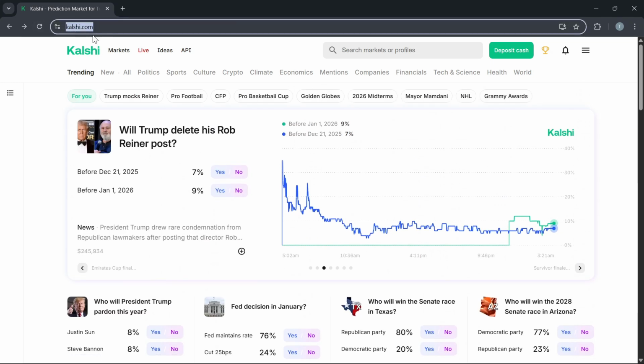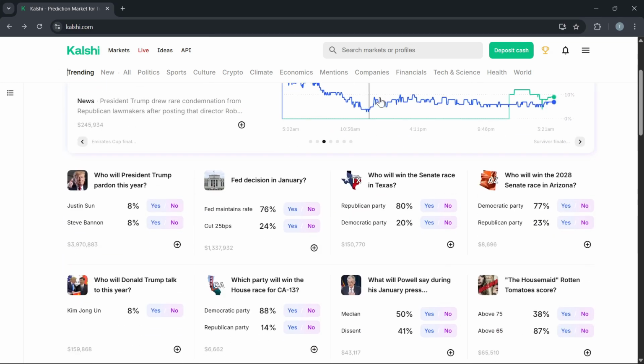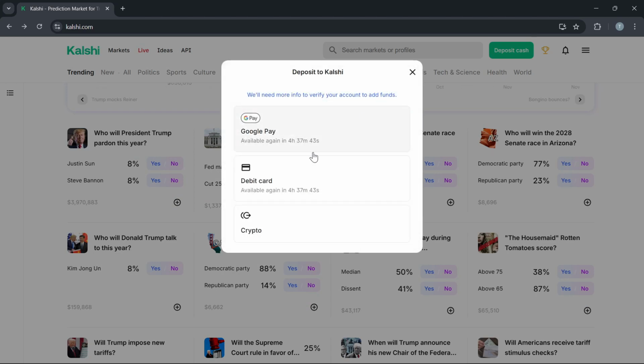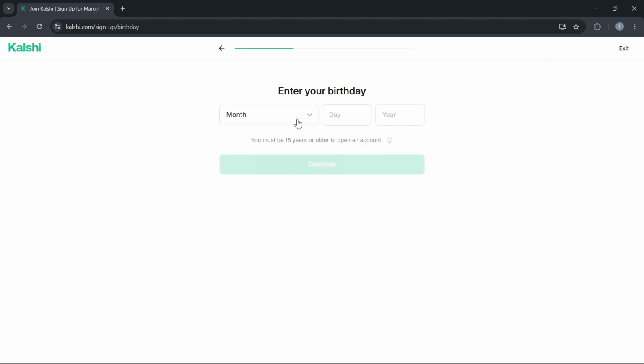Step 1. Create a Kalshi account first. Go to kalshi.com and sign up. Enter your email, create a password, and complete identity verification. This is required because Kalshi is a regulated platform.